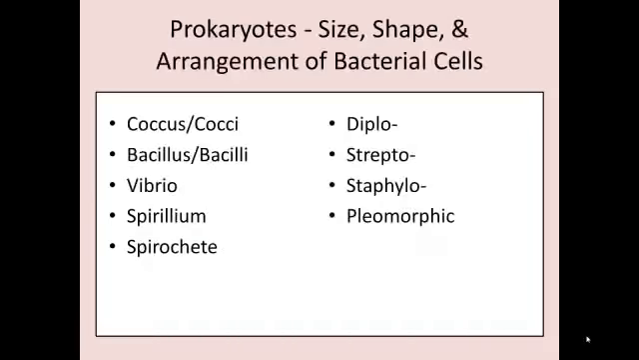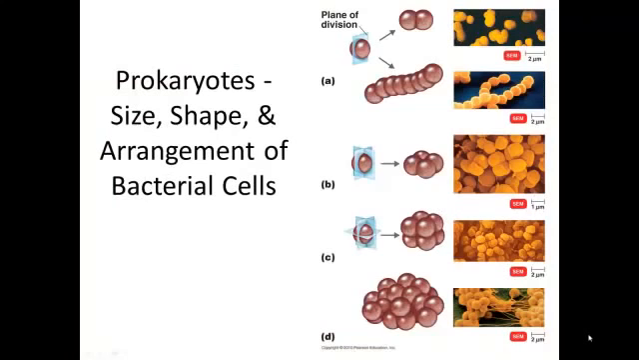On this slide, I've listed a bunch of Latin terms that are used to describe the shape and arrangement of bacterial cells. You're going to have to memorize them, I'm sorry. As we go through the following slides, I'll be using these terms, so hopefully that'll help you get a handle on the vocabulary. But these are vocabulary terms that you're going to need to learn. Let's start with the cocci, or the round bacteria.